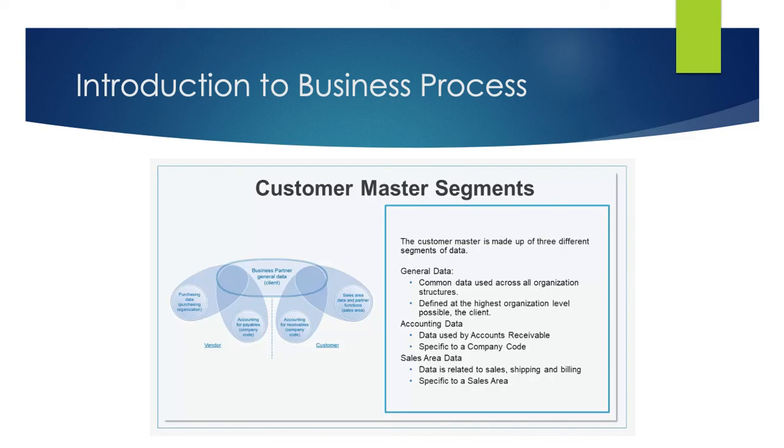Thirdly, we have the sales area, which deals with billing and more specifically tax and the terms. And in terms of shipping, we have a preferred delivery. It could be partial shipment or full shipment. Example, the sales office.